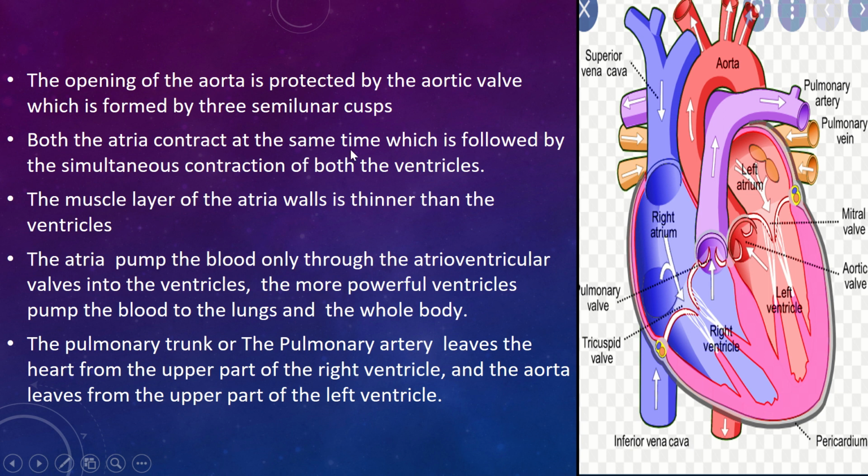Both the atria contract at the same time, which is followed by the simultaneous contraction of both the ventricles. Here you can see when the atrium is contracting, both the right and the left atrium contract at the same time, and when the ventricles are contracting, the two ventricles contract at the same time. Okay, so after the contraction of the atria, the ventricles will contract. Both the atria and the ventricles do not contract at the same time.